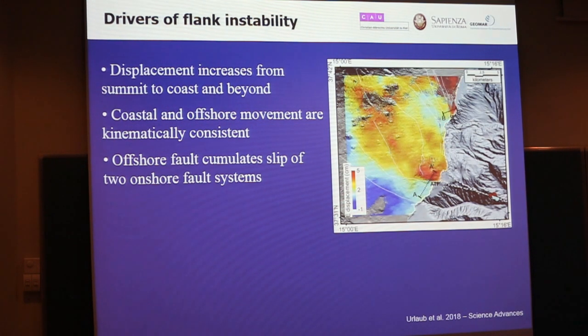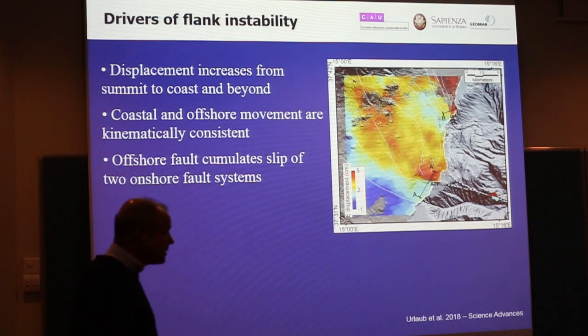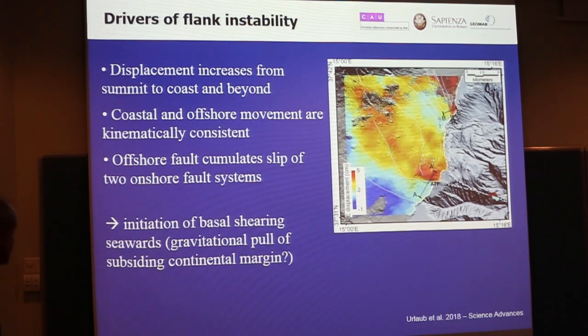And coastal and offshore movements are kinematically consistent. And it seems that we really have that offshore fault accumulates slip of two onshore fault systems or even more onshore fault systems. What does it mean? Again, it's very unlikely that the main reason for that is here at the summit. What we have is the initiation of basal shearing somewhere seawards, somewhere here.